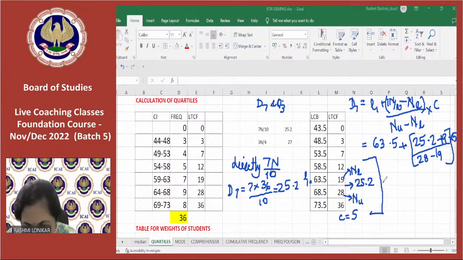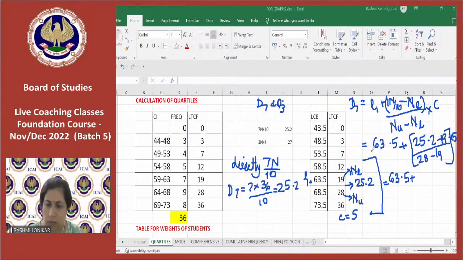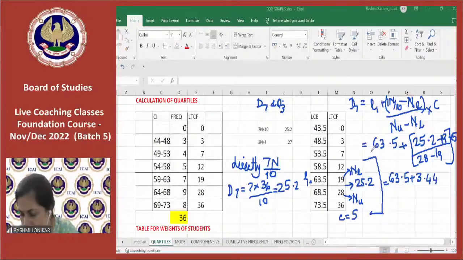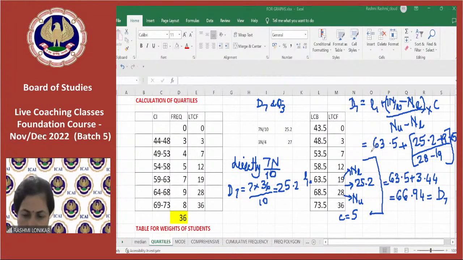So this is equal to 63.5 plus, we have to find this value. What should be the value? 25.2 minus 19 is 6.2, divided by 9, into 5, is 3.44. So this is 3.44 plus 63.5, which gives you 66.94. What is this? This is D7.